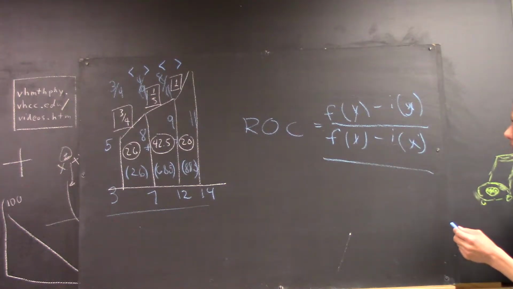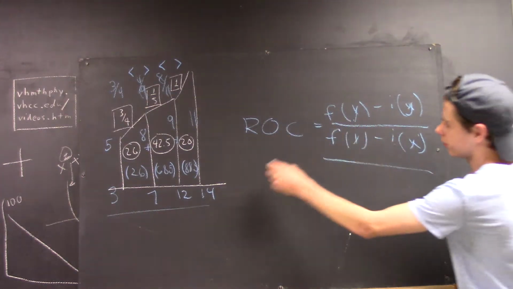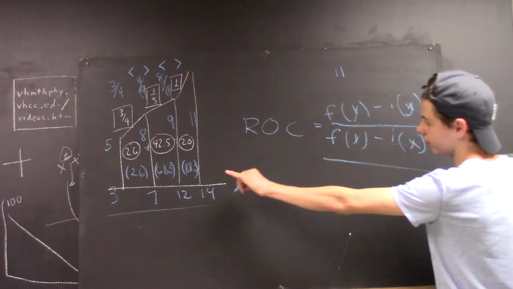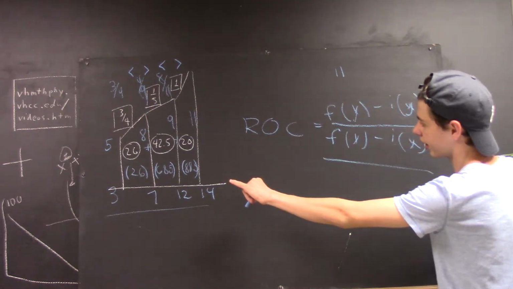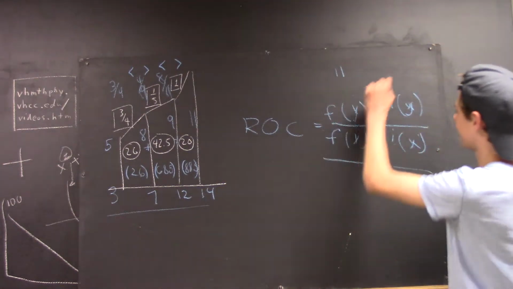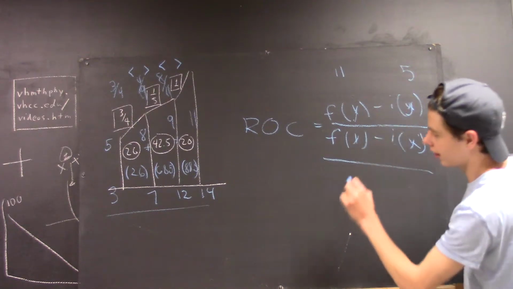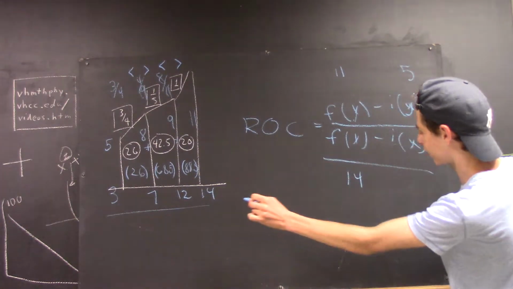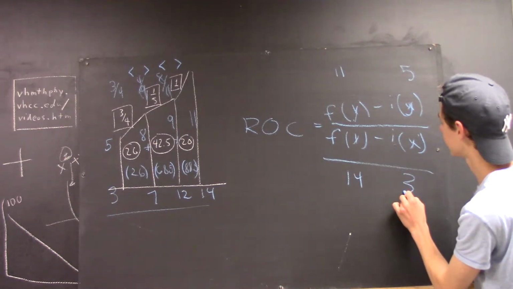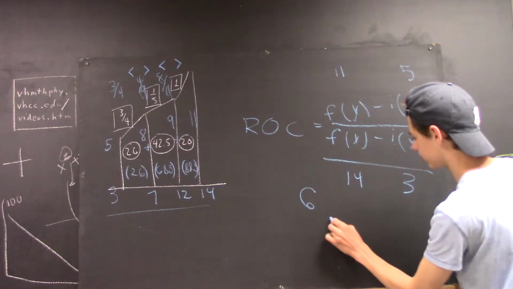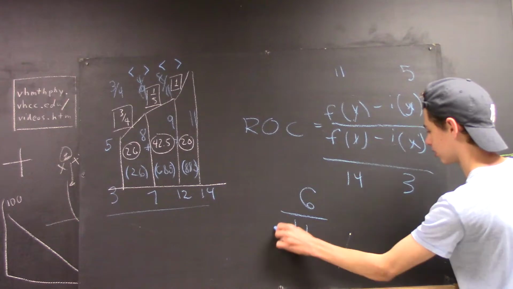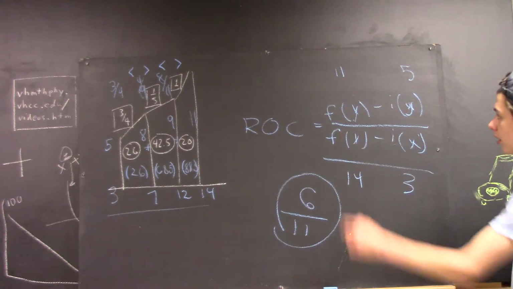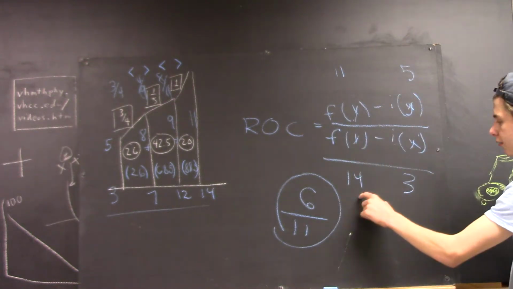And so the final version of all of these would be 11. And the final version of all of that is 5. And the final version of these is 14. And the final version of that is 3. So 6 over 11. Now, where'd 6 and 11 come from? Because it's 11 minus 5 and then 14 minus 5.